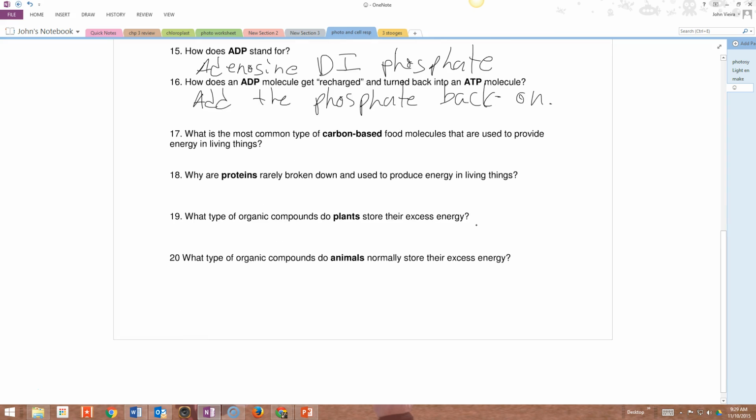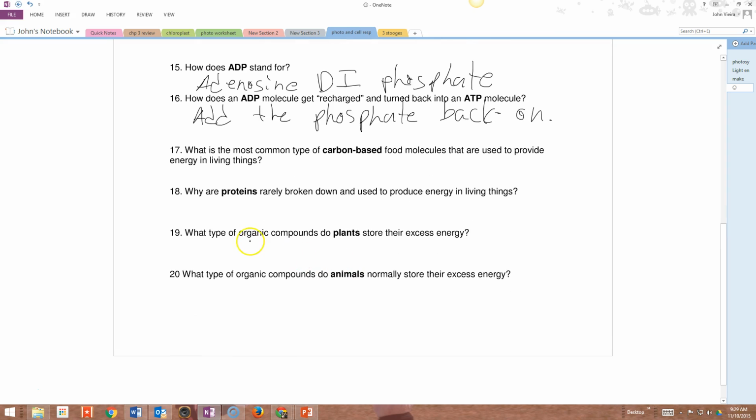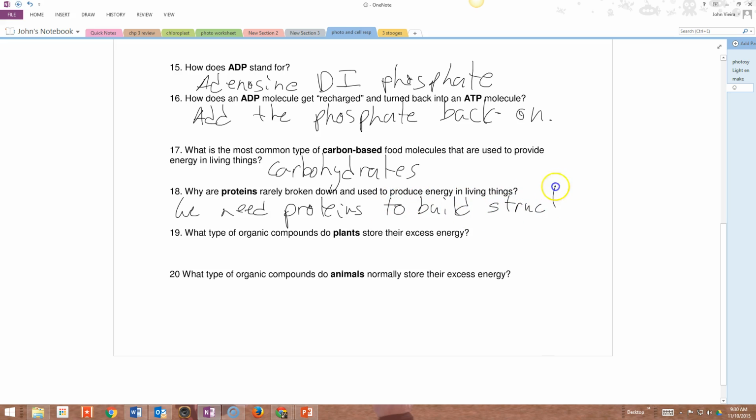What is the most common type of carbon-based food molecules that are used to provide energy in living things? We call them carbohydrates. Why are proteins rarely broken down and used to produce energy? Because we need proteins to build structures. We need them to build enzymes. We need them to do everything else. I'm not going to start chopping down the walls of my house to make energy unless I absolutely have to.